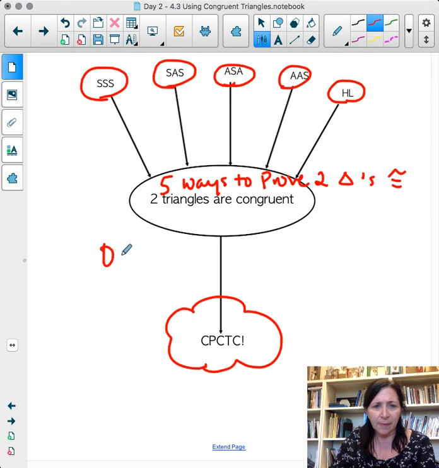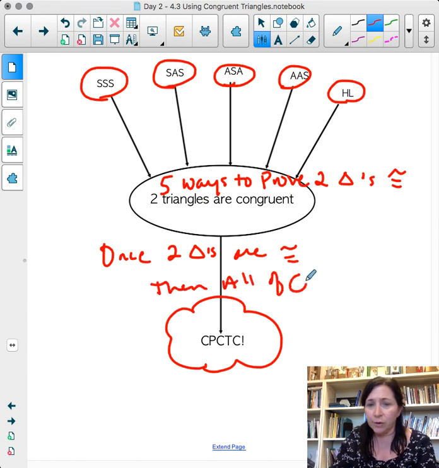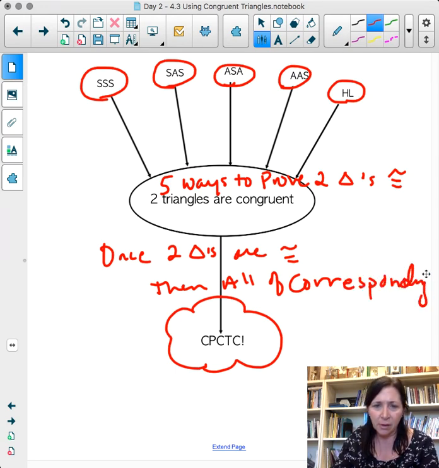Once the 2 triangles are congruent, then all of the corresponding parts, and it's important that you say corresponding, all of the corresponding parts are also congruent.